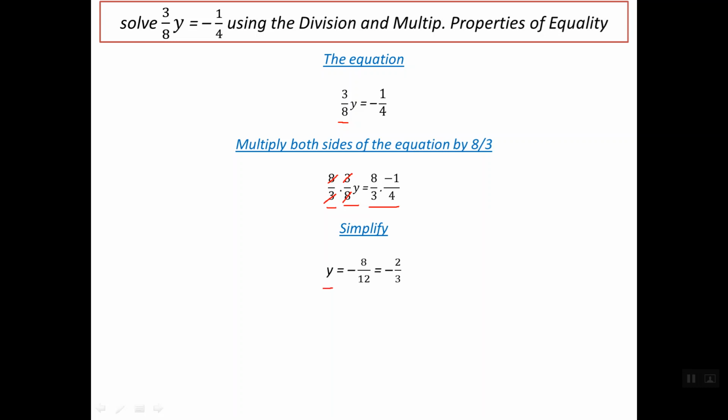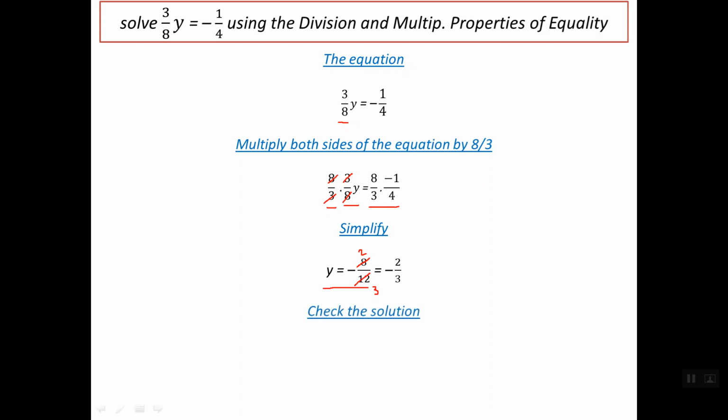So at the left side we have y, and at the right side we have 8 multiplied by minus 1, which is minus 8, and the denominator is 3 times 4, which is 12. This fraction can simply be simplified by dividing both the numerator and the denominator by 4. So 8 divided by 4 gives us 2, and 12 divided by 4 gives us 3. So the simplified solution is minus 2/3.